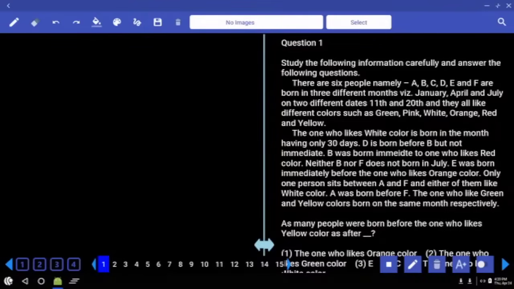Now 7, paper number 7. Here there are only 6 people, born in 3 different months, Jan, April and July, and 11th and 20th, and they like different colors as well. Now a parameter is added.